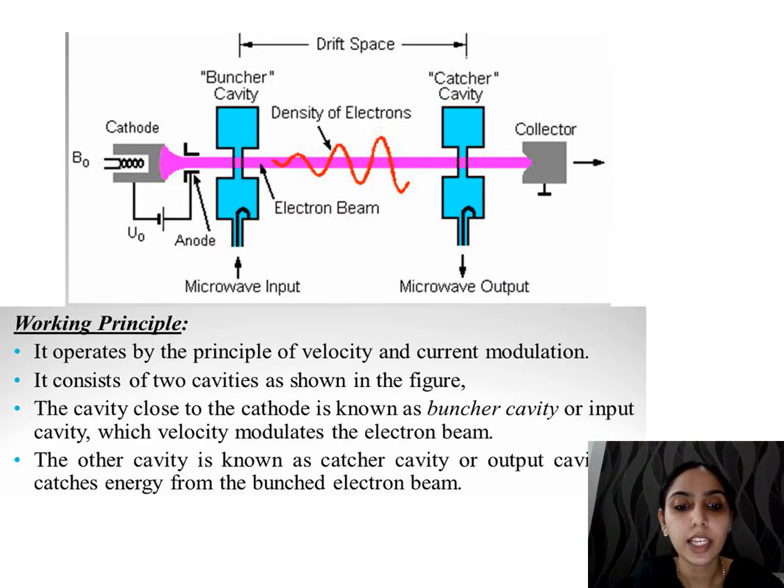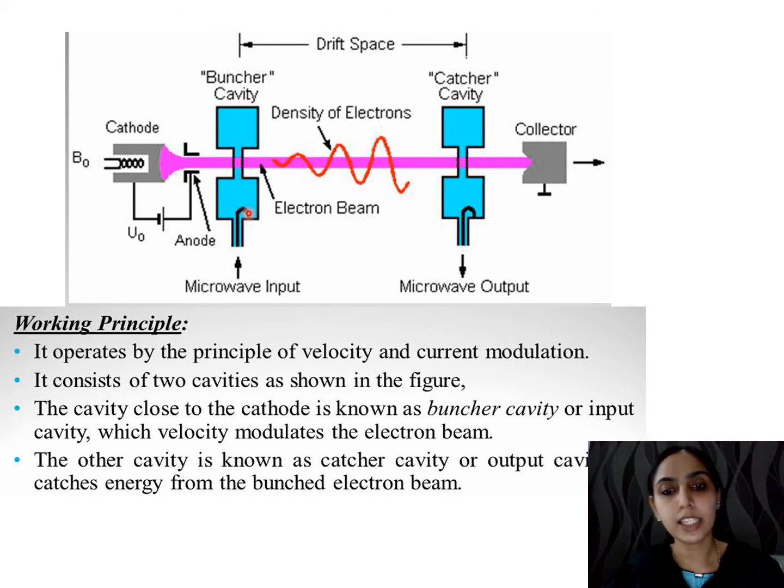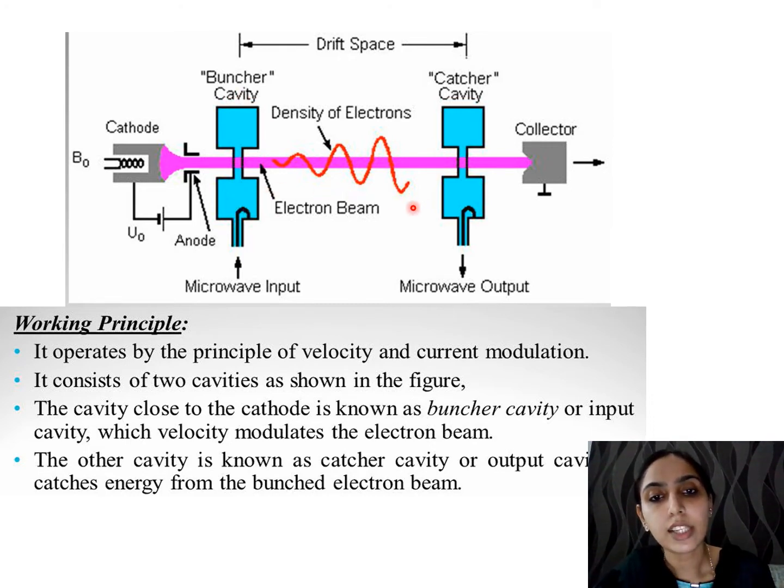So this is basically a figure for the two cavity klystron amplifier. As you can see, it is a reentrant cavity. We have already studied the basics of reentrant cavity, that is, what is a reentrant cavity, how we have calculated the resonant frequency for a reentrant cavity. So we'll come to the figure of the klystron, two cavity klystron amplifier.